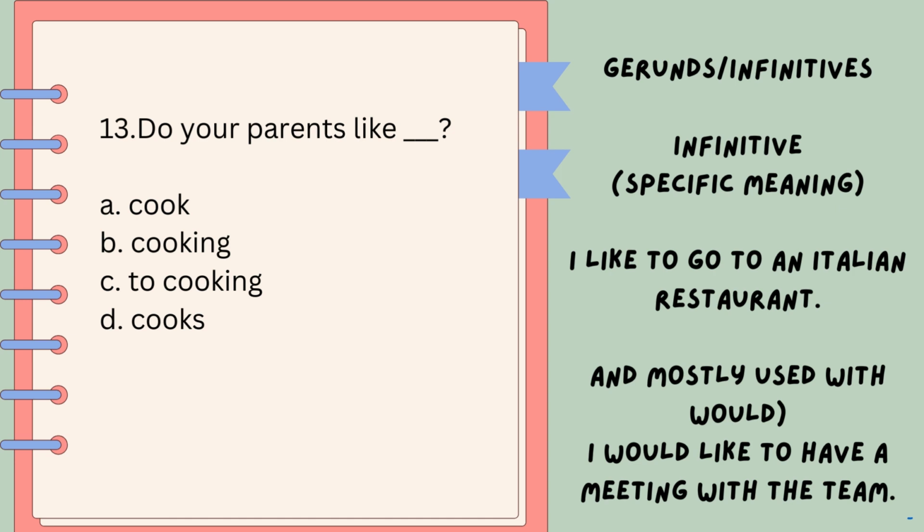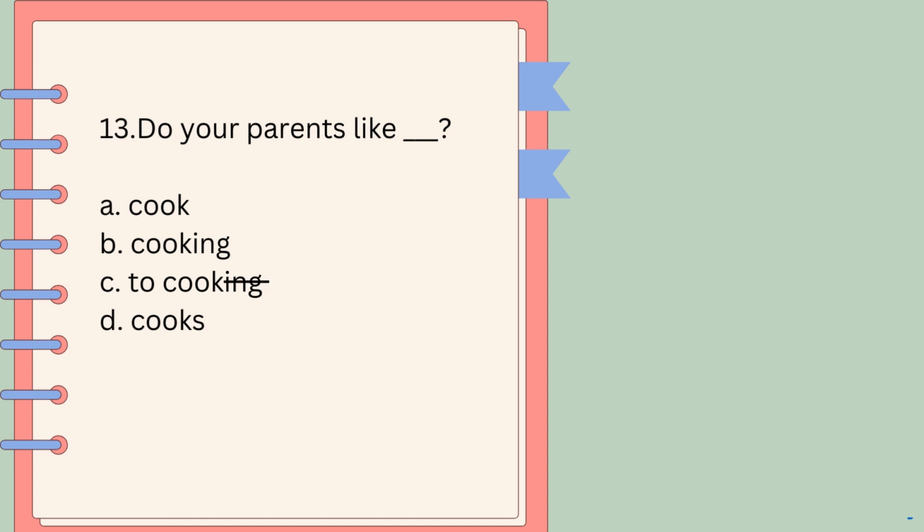Do your parents like cooking or maybe to cooking? So to cooking is the wrong answer, because you don't use to and ing at the same time. You have to pick one, to cook or cooking. So the answer is, do your parents like cooking?